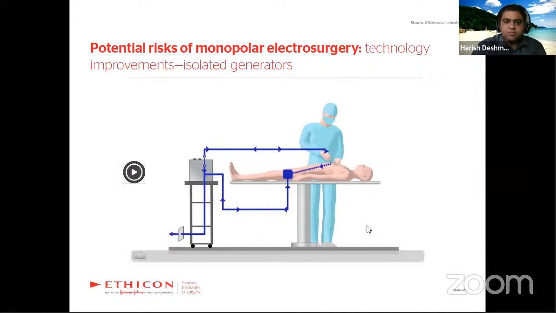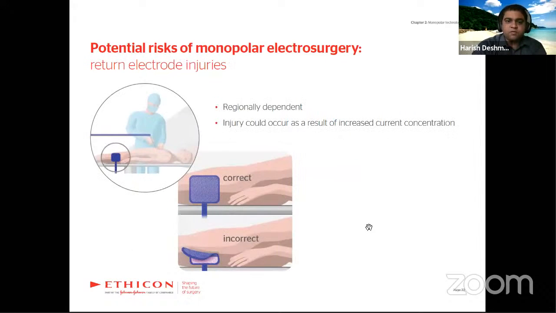So this is what we show. I showed you with respect to the current flow. The return electrode, which is the cautery pad, this is what the position is. Originally, it should be like this. If there is any change in the patient pad electrode contact, there is a high possibility of a cautery pad burn at the site of the pad. This is what is called return electrode pad injuries or cautery pad burns.